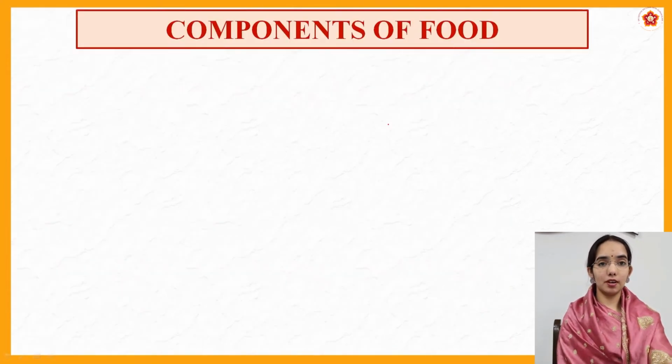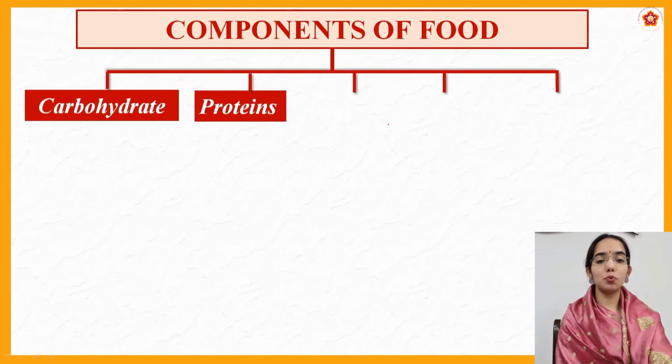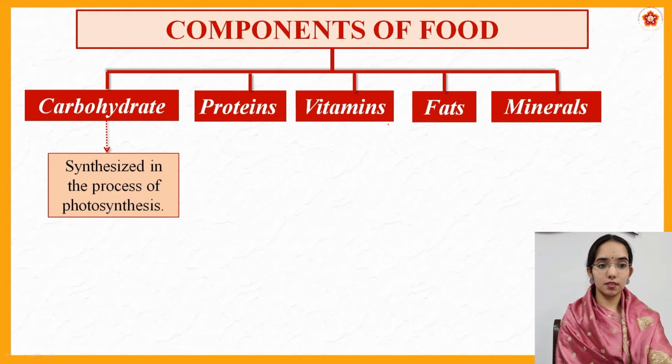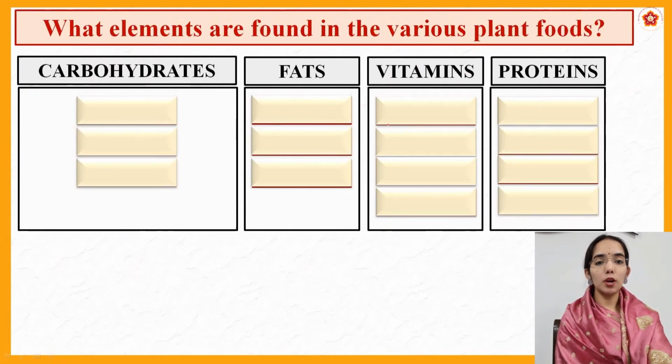Now the next topic is components of food. We had studied about it in the last class that the various components of food are carbohydrates, proteins, vitamins, fats, minerals. We had also studied that carbohydrate is produced by the process of photosynthesis, and minerals can be absorbed directly from soil along with water. Okay. Now, what are the elements found in various plant foods?